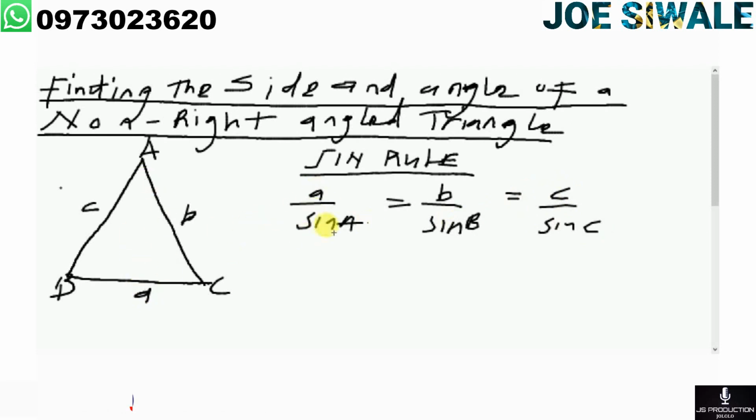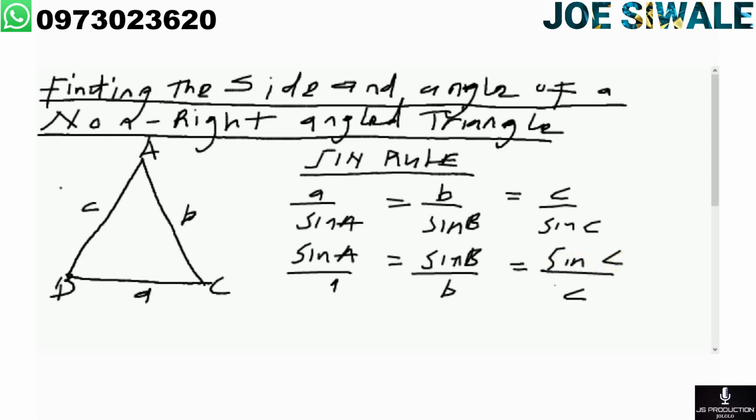The angle which is at A is equal to b, the side opposite, from the B side, over sine B, the angle which is at B. Then c means the side which is this part, small letter c, over sine C, which is the angle which is at C. This formula can also be written in this form, where you have sine A over a is equal to sine B over b is equal to sine C over c.